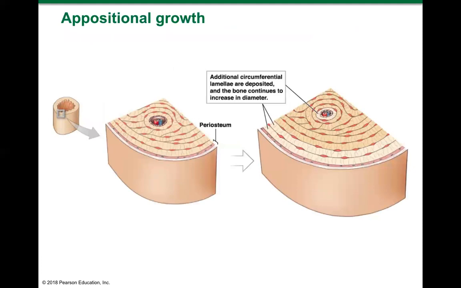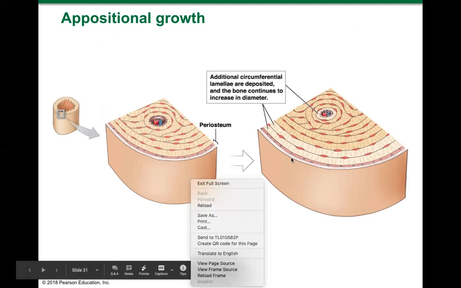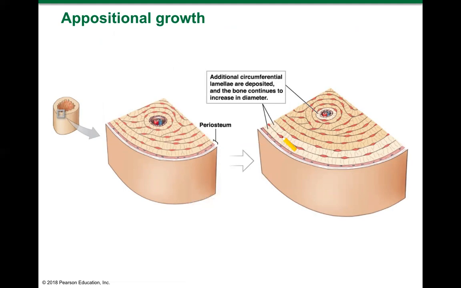Here's the osteon. You can see the concentric circles here. It kind of looks like a bullseye, and those little pink guys, these guys right here, these are the osteocytes trapped in those lacuna. So again, appositional growth is going to work with diameter.